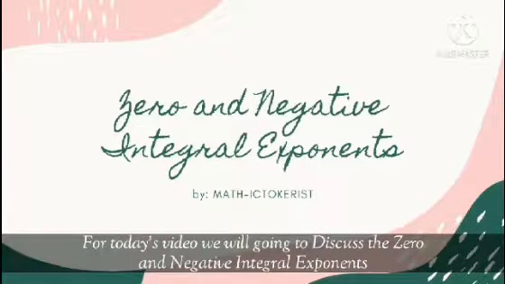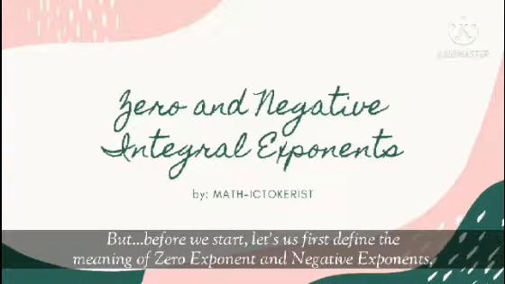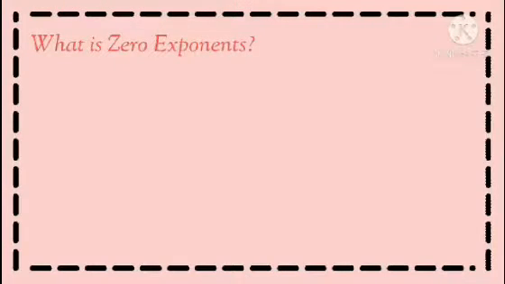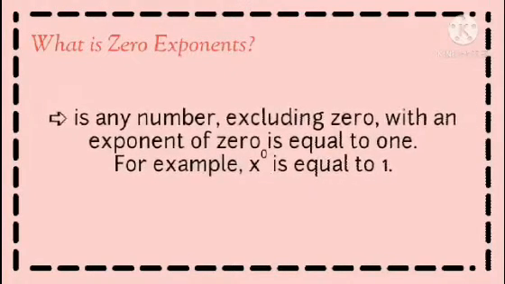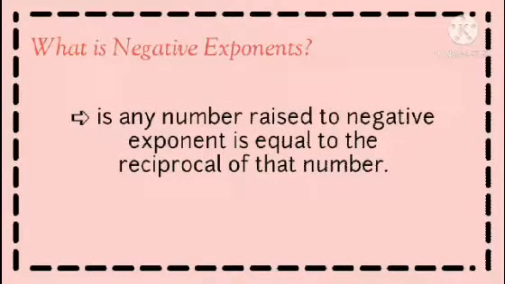For today's video, we are going to discuss the zero and negative integral exponent. But before we start, let us first define the meaning of zero exponent and negative exponents. Zero exponent: any number, excluding zero, with an exponent of 0 is equal to 1. For example, x raised to 0 is equal to 1. On the other hand, a negative exponent: any number raised to a negative exponent is equal to the reciprocal of the number.